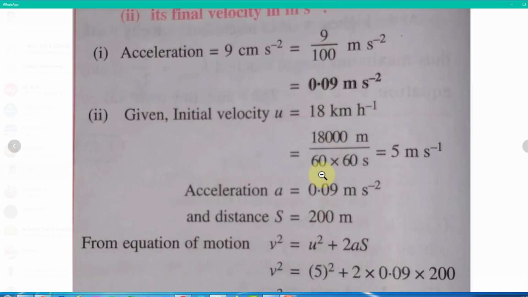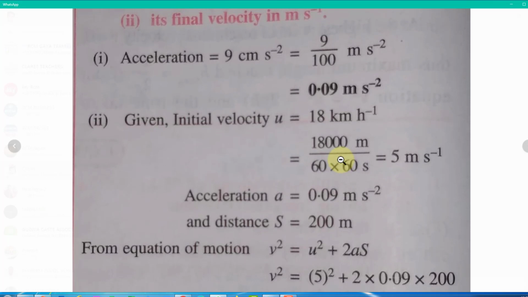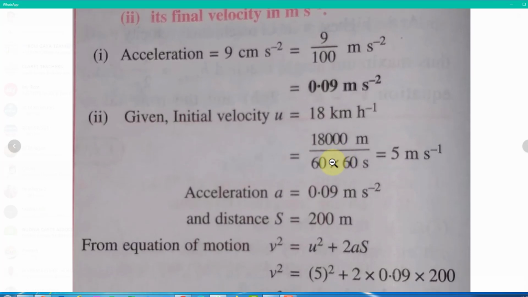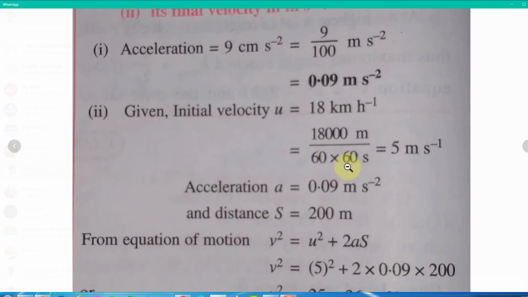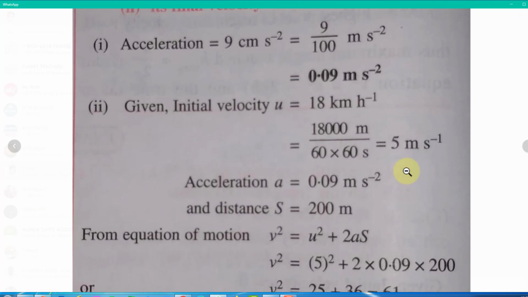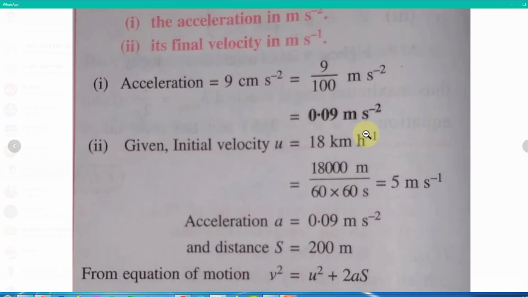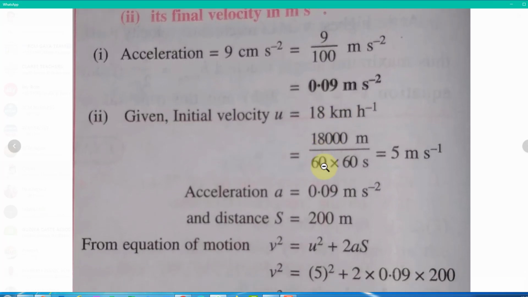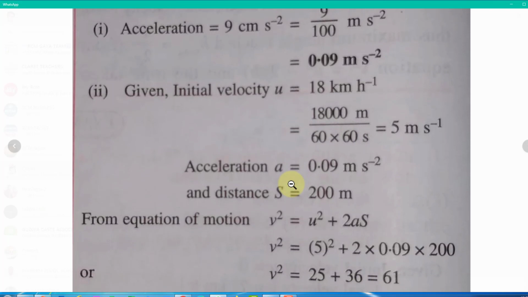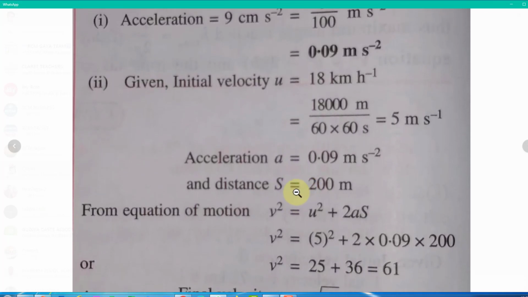Now per hour means 1 hour. Now you have to convert into second. 1 hour equal to 60 minutes and 1 minute is equal to 60 seconds. So 1 hour is equal to 60 into 60 seconds. Now when we calculate, we will get 5 meter per second. So acceleration, we got 0.09 meter per second square and initial velocity is 5 meter per second. Okay. Now distance, S is given 200 meter.